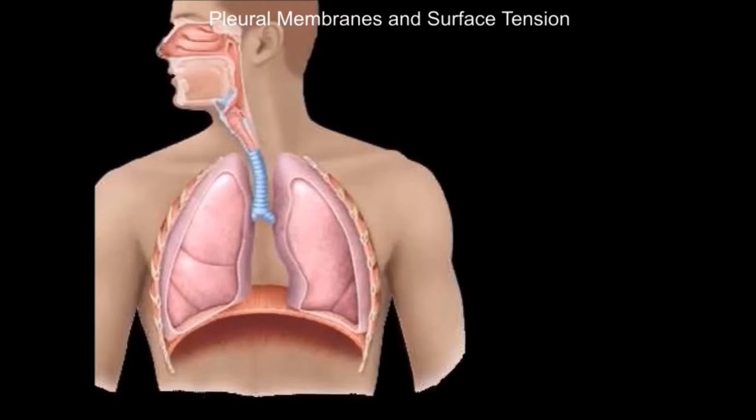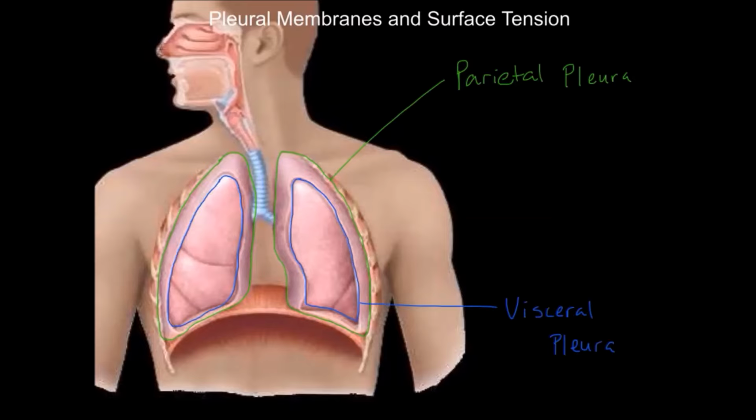The lungs are located in the thoracic cavity and are surrounded by a serous membrane. The serous membrane surrounding the lungs is called the pleural membrane. The pleural membrane consists of 4 parts. The first part is called the parietal pleura. The parietal pleura is the outermost membrane that lines the thoracic cavity. The second part is the visceral pleura, which is the membrane that touches the lung itself.